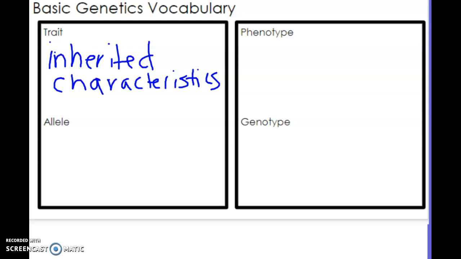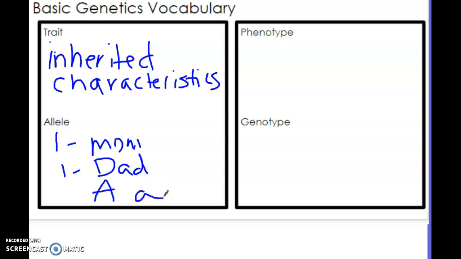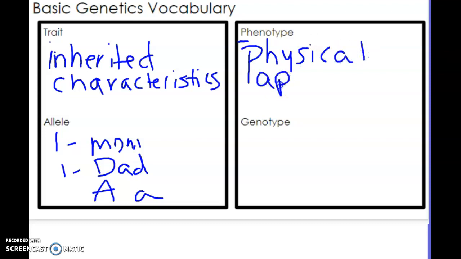All right, an allele is the letter that represents that trait. So you get one allele from mom, you get one allele from dad. Like in the previous one, you get a big A or you get a little a. All right, our phenotype, and you should think P, is our physical appearance of a trait. So our physical appearance would be like brown hair.